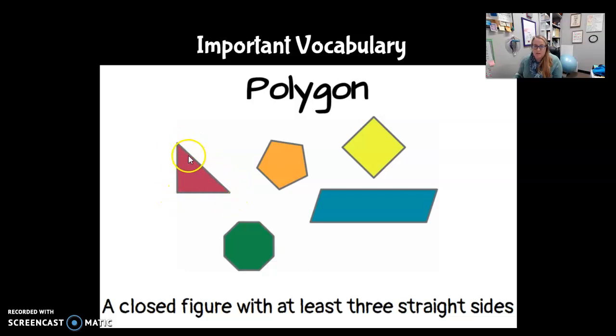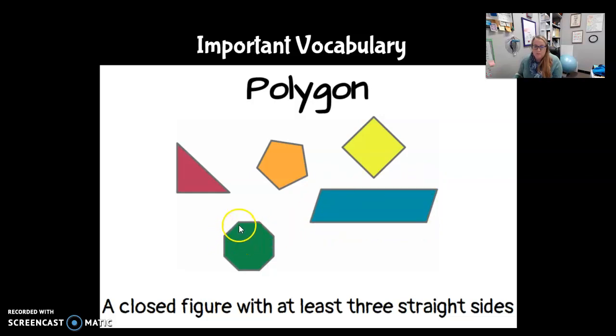So this triangle is an example of a polygon because it has 1, 2, 3 sides, and it's a closed figure. There's no open space. This pentagon is a polygon because it has 1, 2, 3, 4, 5 sides, and it's a closed shape. This square is a polygon because it has 1, 2, 3, 4 sides, and it's a closed shape. This parallelogram is a polygon because it has 1, 2, 3, 4 sides, and it's a closed shape.